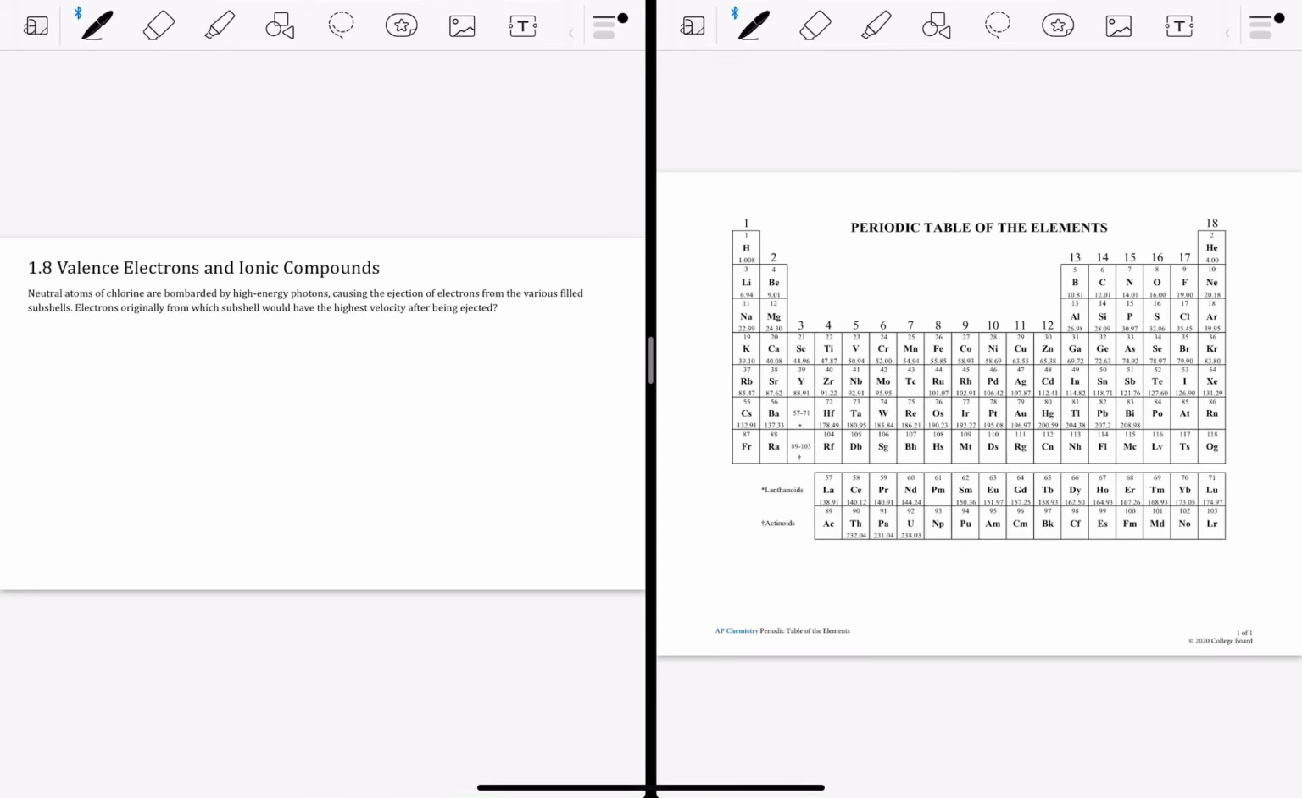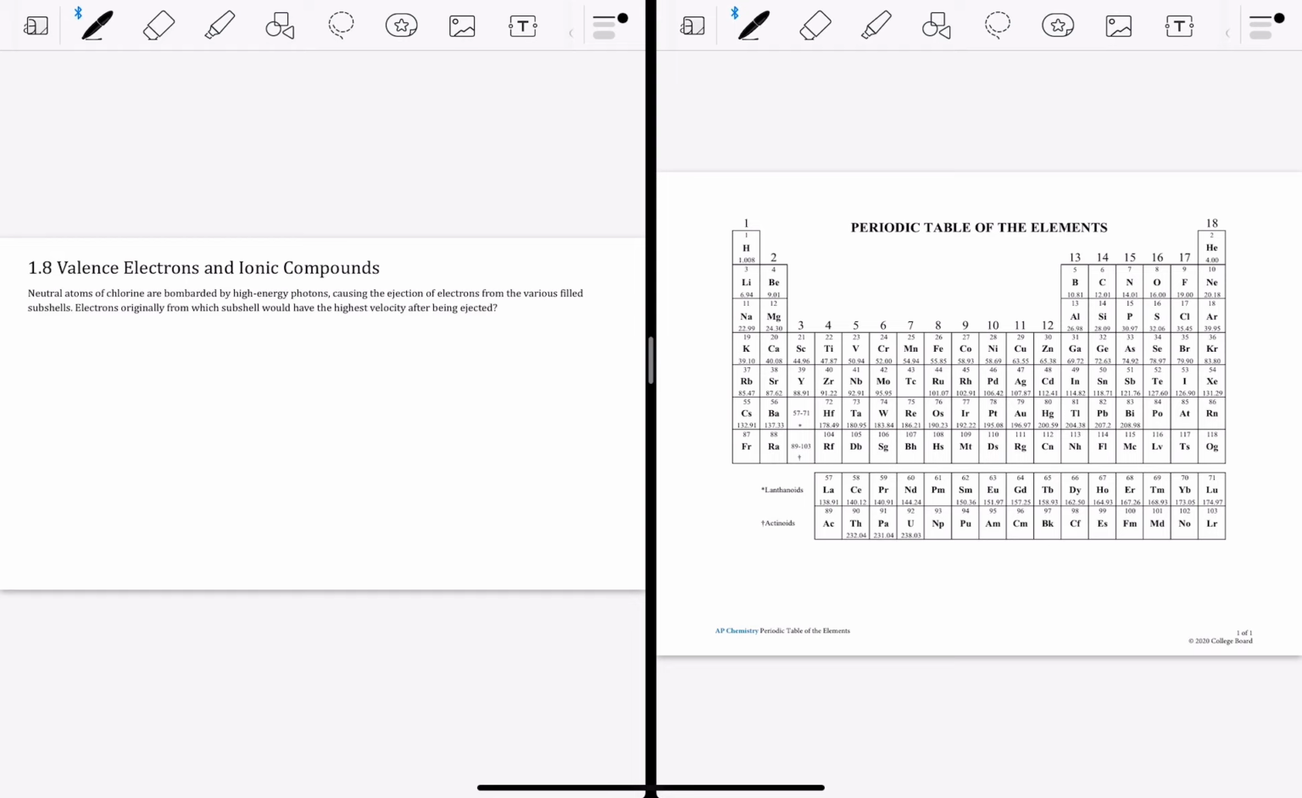Unit 1.8, Valence electrons and ionic compounds. Neutral atoms of chlorine are bombarded by high-energy photons, causing the ejection of electrons from the various filled subshells. Electrons originally from which subshell would have the highest velocity after being ejected?